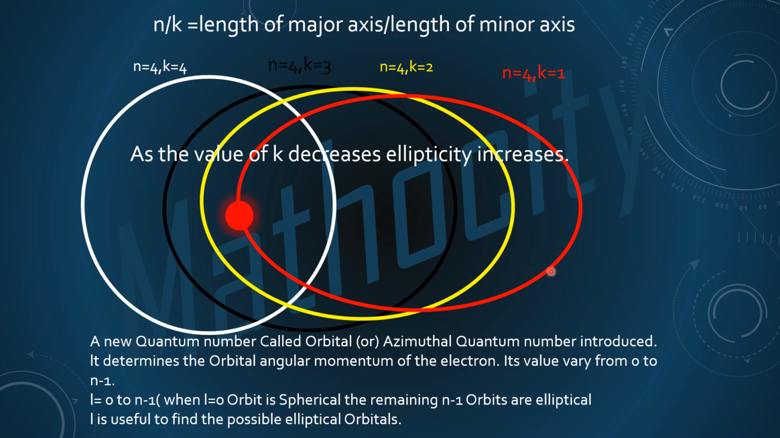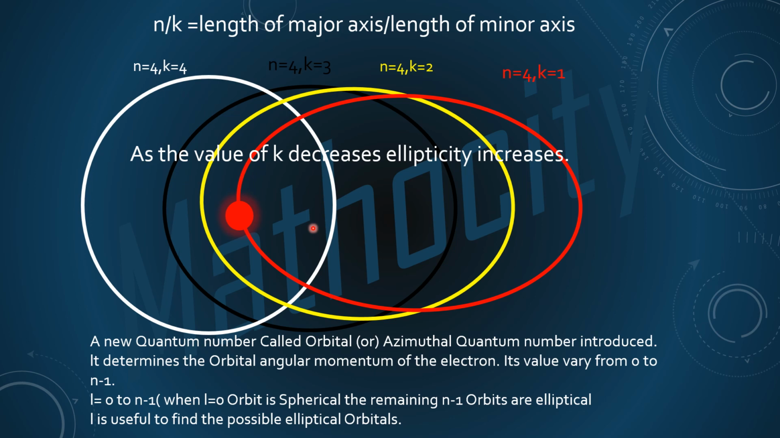Whatever the principal quantum number may be, we will discuss it later, the number of subshells present in each shell is equal to n. For example, in the K shell, only one subshell is present, and in the L shell, two subshells are present. Among the two subshells, one is spherical and the other is elliptical.